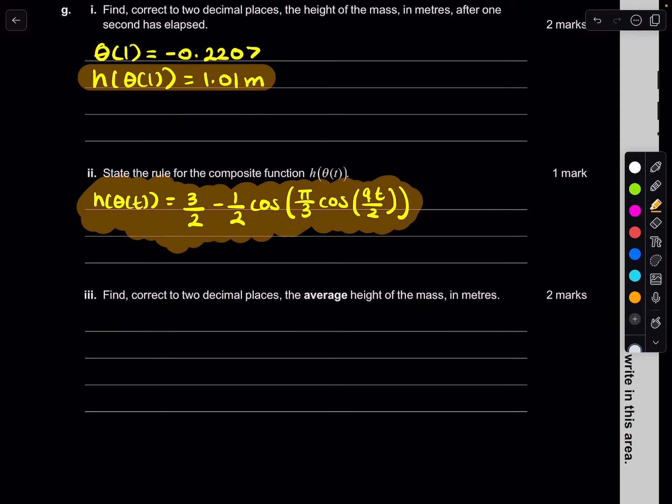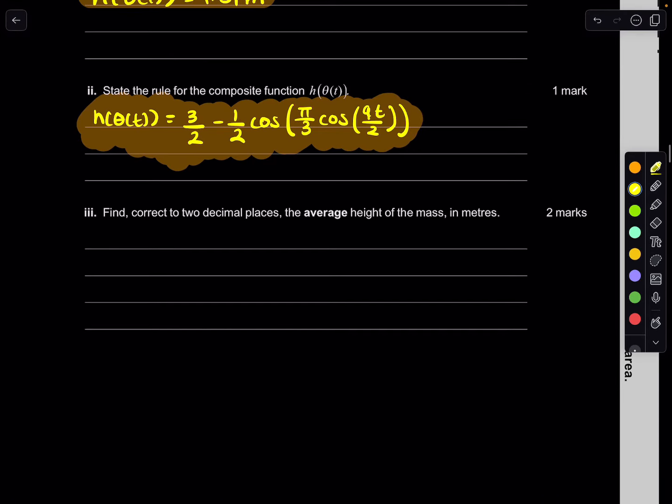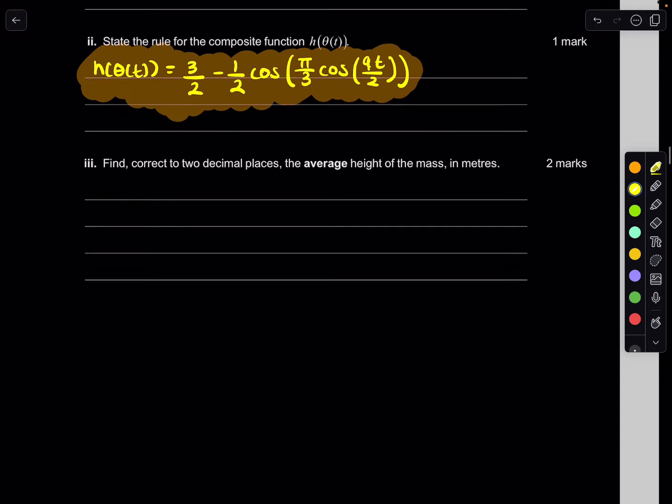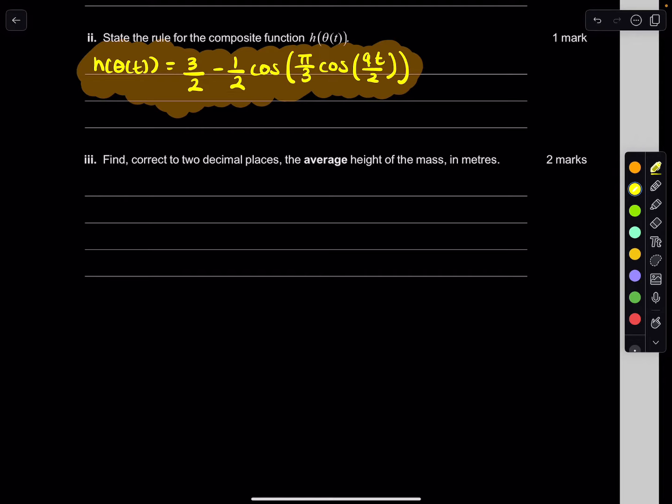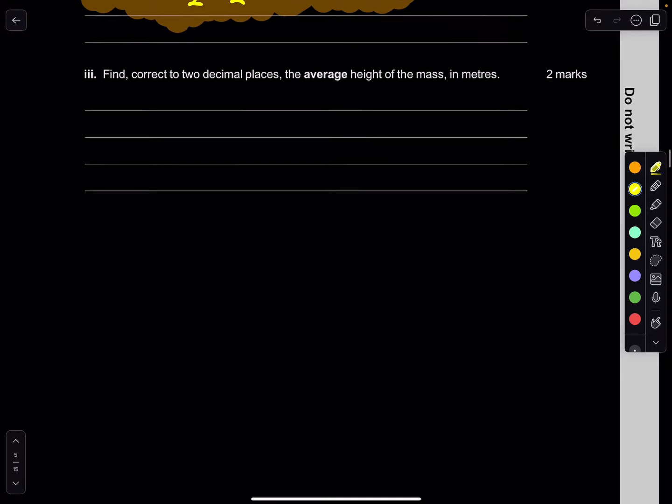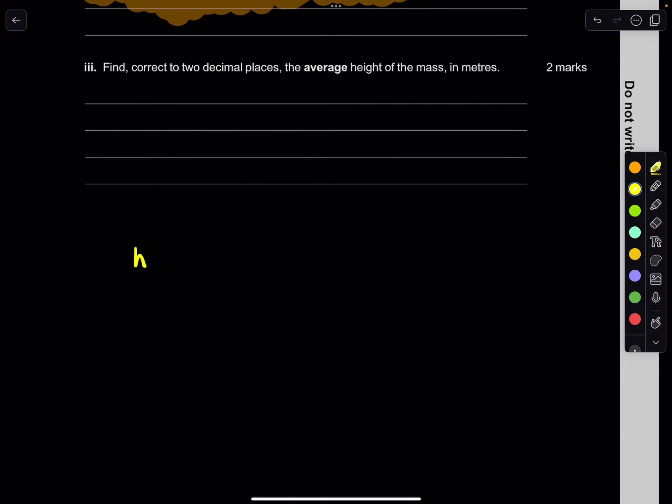Next question. Let's do the next question. So, find correct to 2 decimal places the average height of the mass in meters. Beautiful. What an easy question. So remember, we're trying to find the average value. So the average value of this, which is basically, remember the formula? This is the formula for the average value. In this case, it's the average height. So average is basically 1 over b minus a, times the integral from a to b of f of x dx.